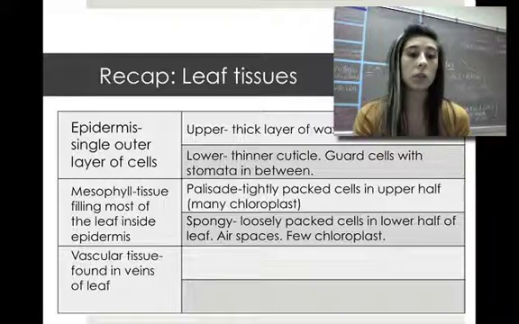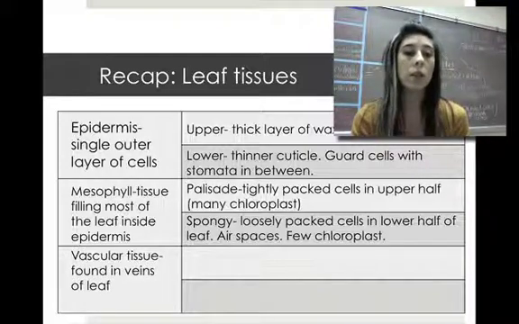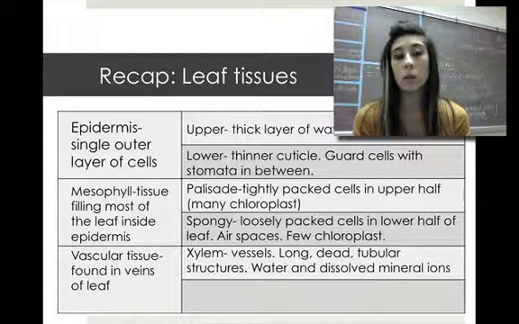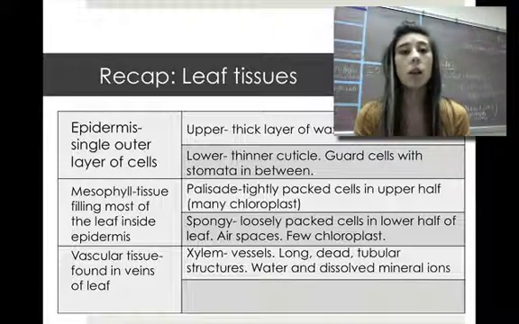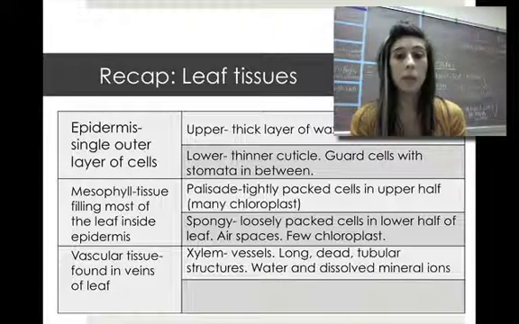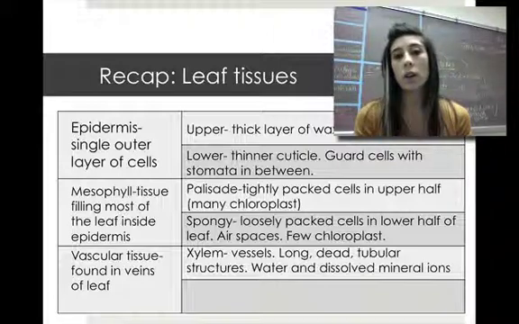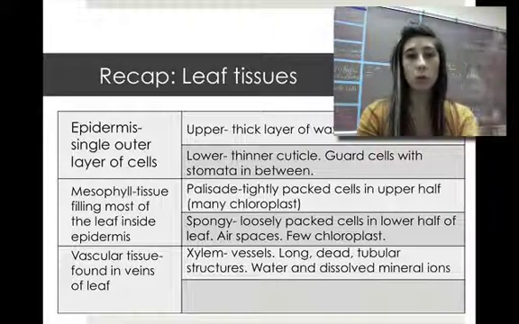Lastly, we have the vascular tissue, and vascular is found within the veins of the leaf. And we have the xylem and the phloem. So starting with the xylem, we are looking at vessels. They are long, they're considered dead, and they're tubular, so they're a tube structure, and we see water and dissolved mineral ions go throughout this structure.